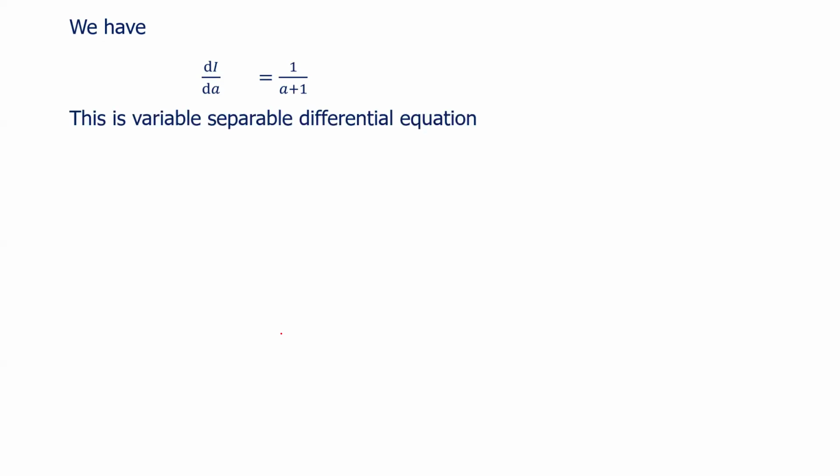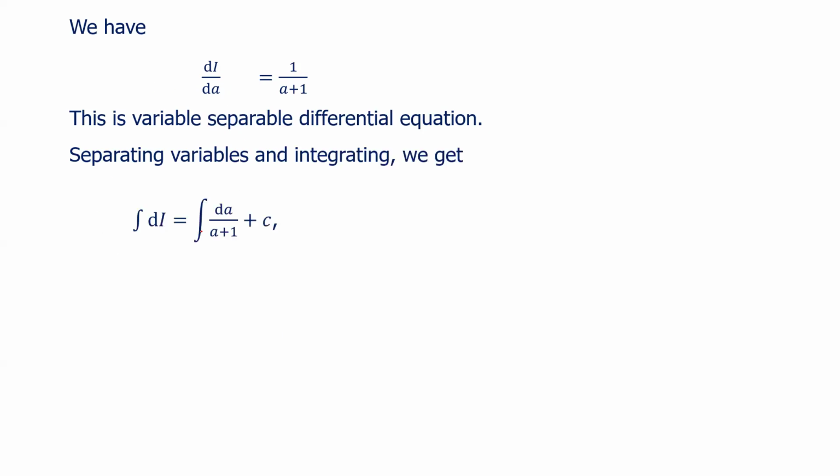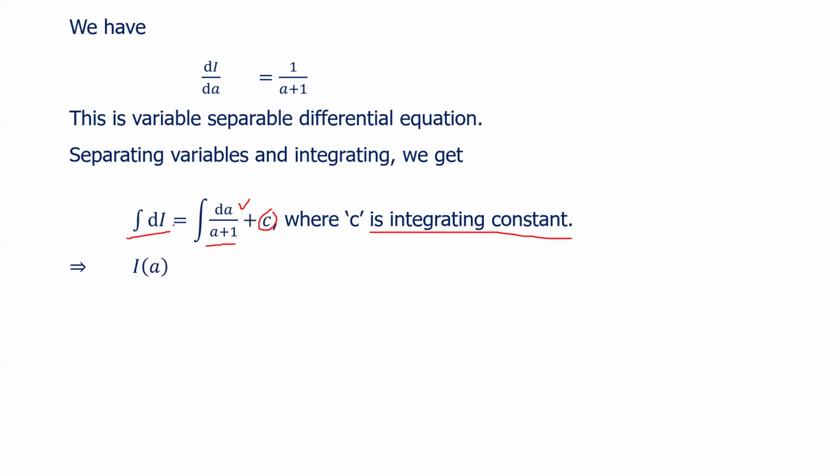This is a variable separable differential equation. Separating variables and integrating, we get the integration of dI is equal to the integration of da upon 1 plus a, plus an integrating constant c. Now, the integration of dI is I of a, which is equal to the integration of 1 upon a plus 1, which is log of a plus 1, plus c. Let us give it equation number 2.